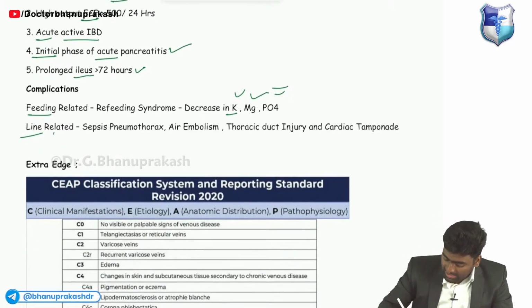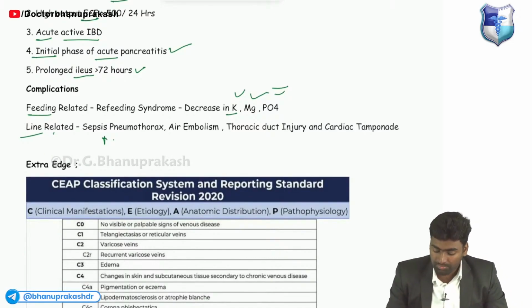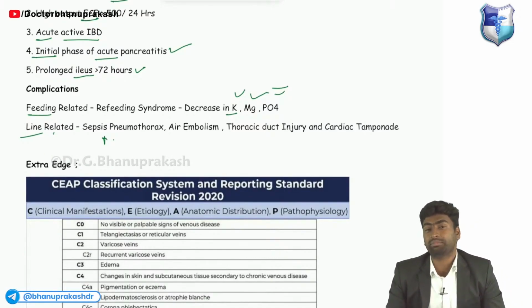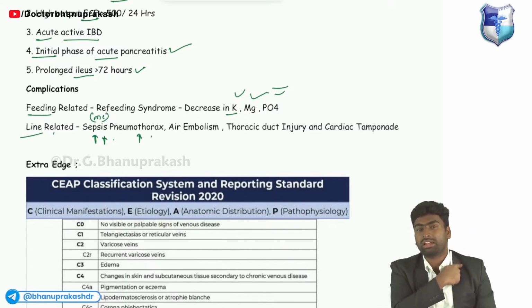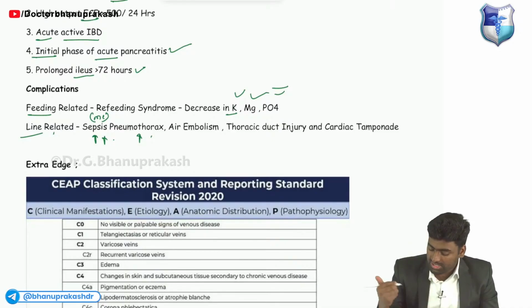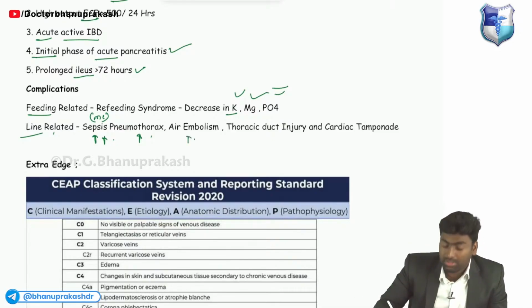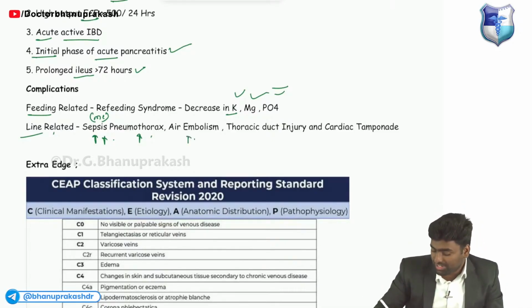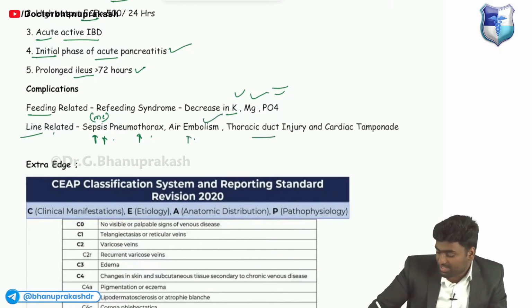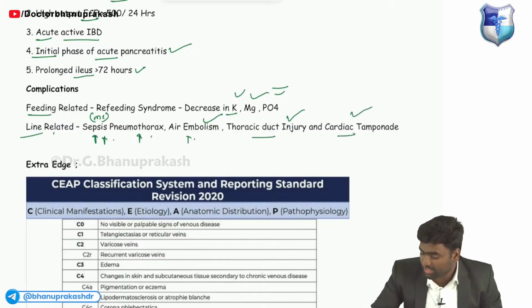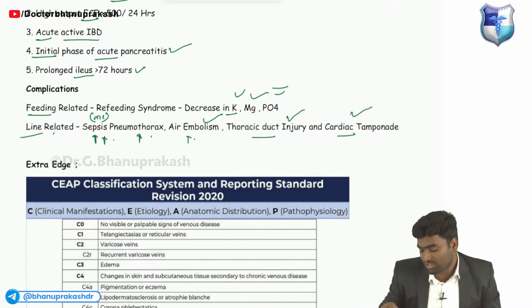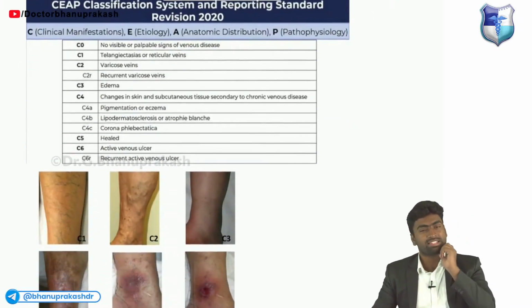And about the line-related complications, the line may undergo infection which causes sepsis, which is the most common cause for removal of these lines. And while doing the line, we can puncture the pleura, which is pneumothorax, or if there is an entry of air, it is air embolism. Fine. Next one is thoracic duct injury. While inserting, we can injure the thoracic duct, or we can cause cardiac tamponade. Fine. Heart injury will lead to cardiac tamponade.